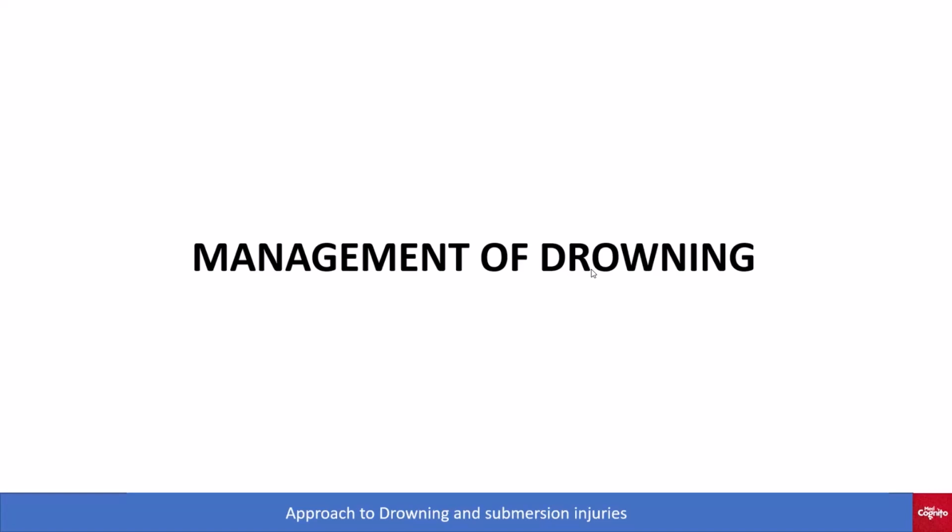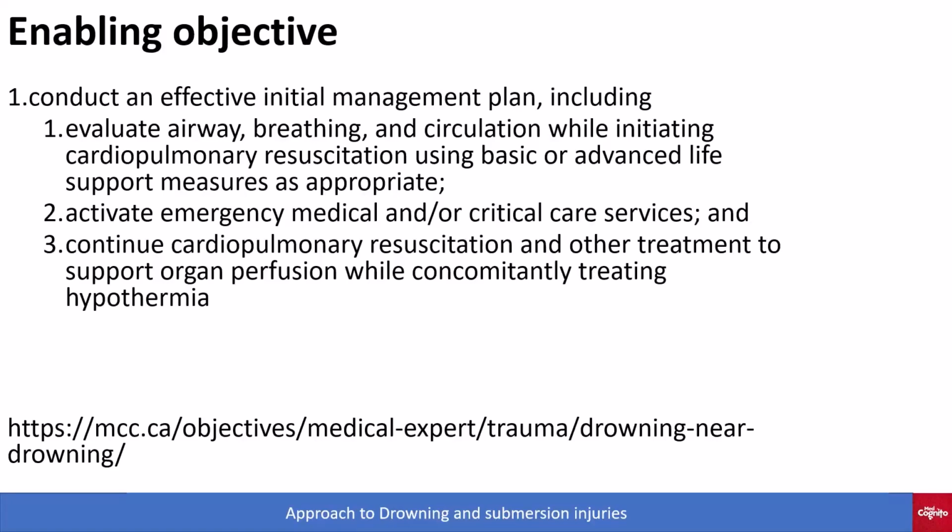So management, because in all that you are doing, you have to also learn how to manage the patient. The enabling objective says conduct an effective initial management plan, including number one, evaluate airway, breathing, and circulation while initiating cardiopulmonary resuscitation using basic or advanced life support measures as appropriate. Basically, you have to understand ACLS so far as drowning is concerned. Number two, you must know how to activate emergency medical and or critical care services. And number three, you must continue cardiopulmonary resuscitation and other treatment to support organ perfusion while concomitantly treating hypothermia.